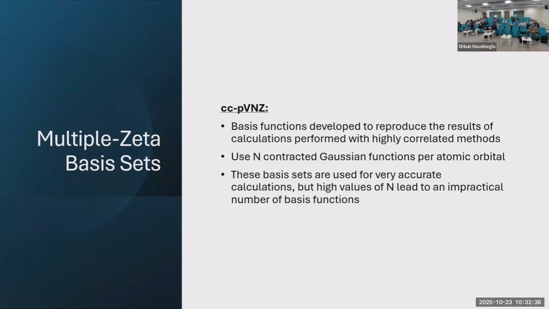So cc-pVnZ is an example. These basis functions still look to reproduce the results of calculations performed with highly correlated methods. We use n contracted Gaussian functions per atomic orbital. We can have cc-pVDZ, cc-pVTZ, etc. These basis sets are used for very accurate calculations, but a high value of n leads to an impractical number of basis functions, meaning more computational cost, right?